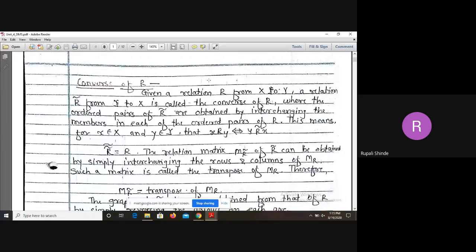Now, R contains the ordered pair 1, 2. Here 1 is the first element, 2 is the second element. So, in order to obtain the converse of this relation, we have to interchange the sequence of those elements, that is 2, 1. Here 2 is the first element, 1 is the second element. We just interchanged the elements in relation R. So here is R converse.